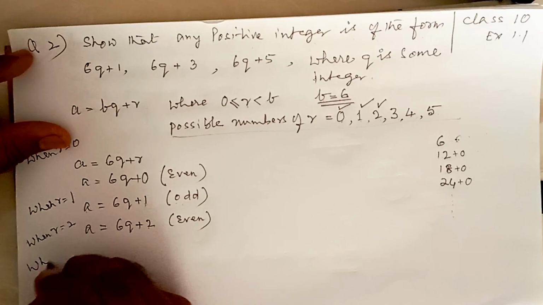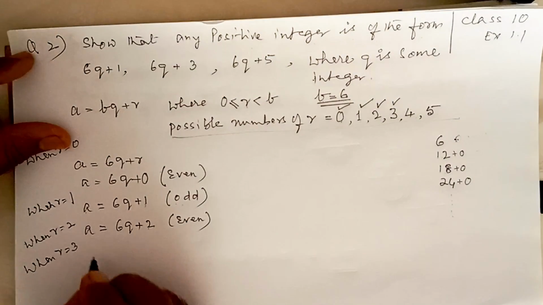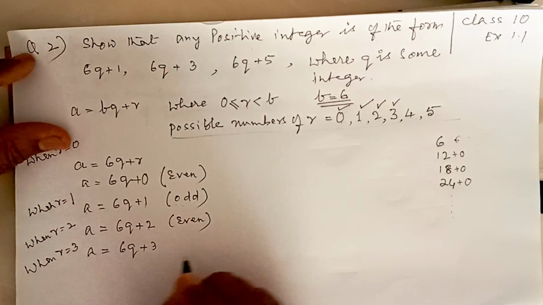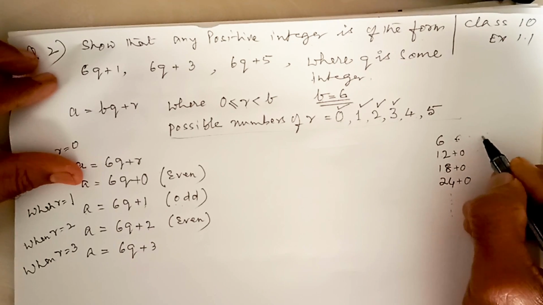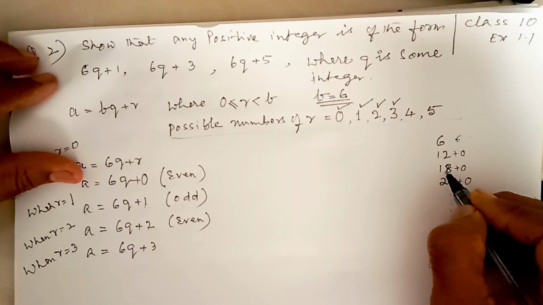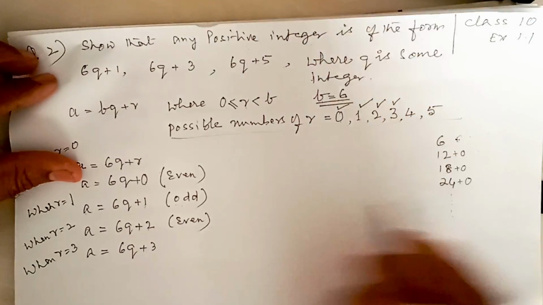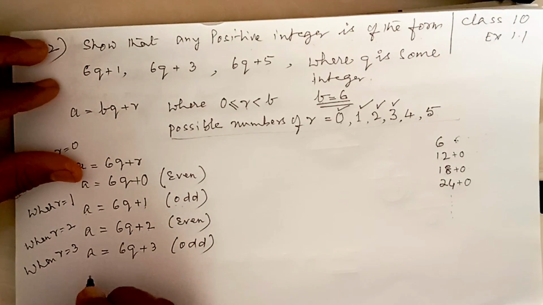Let us take when r is equal to 3. This is this case. A is equal to 6q plus 3. It is very clear. By adding 3, you get 9, which is an odd number. Adding 3 to 12, 15, you get an odd number. 18 plus 3, 21 is an odd number. 24 plus 3, 27 is an odd number. So it's very obvious that you get odd numbers here.